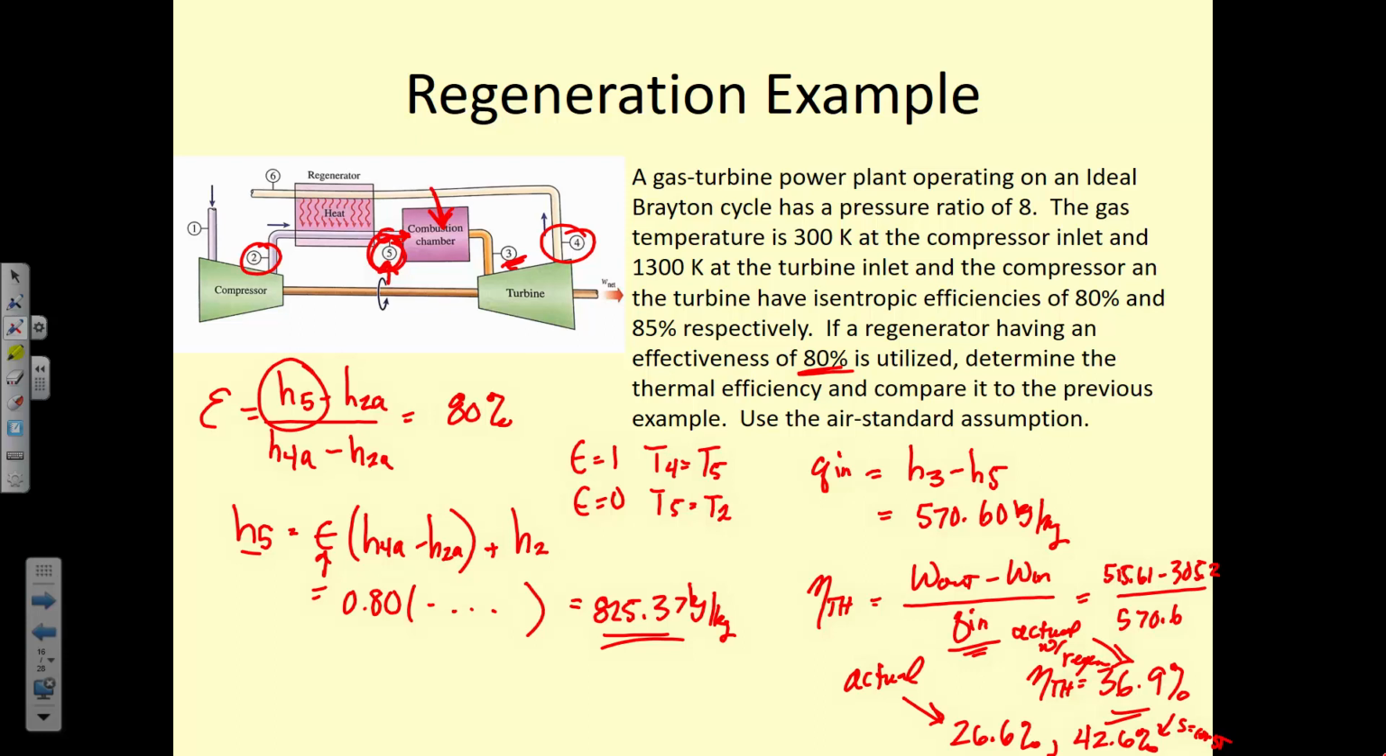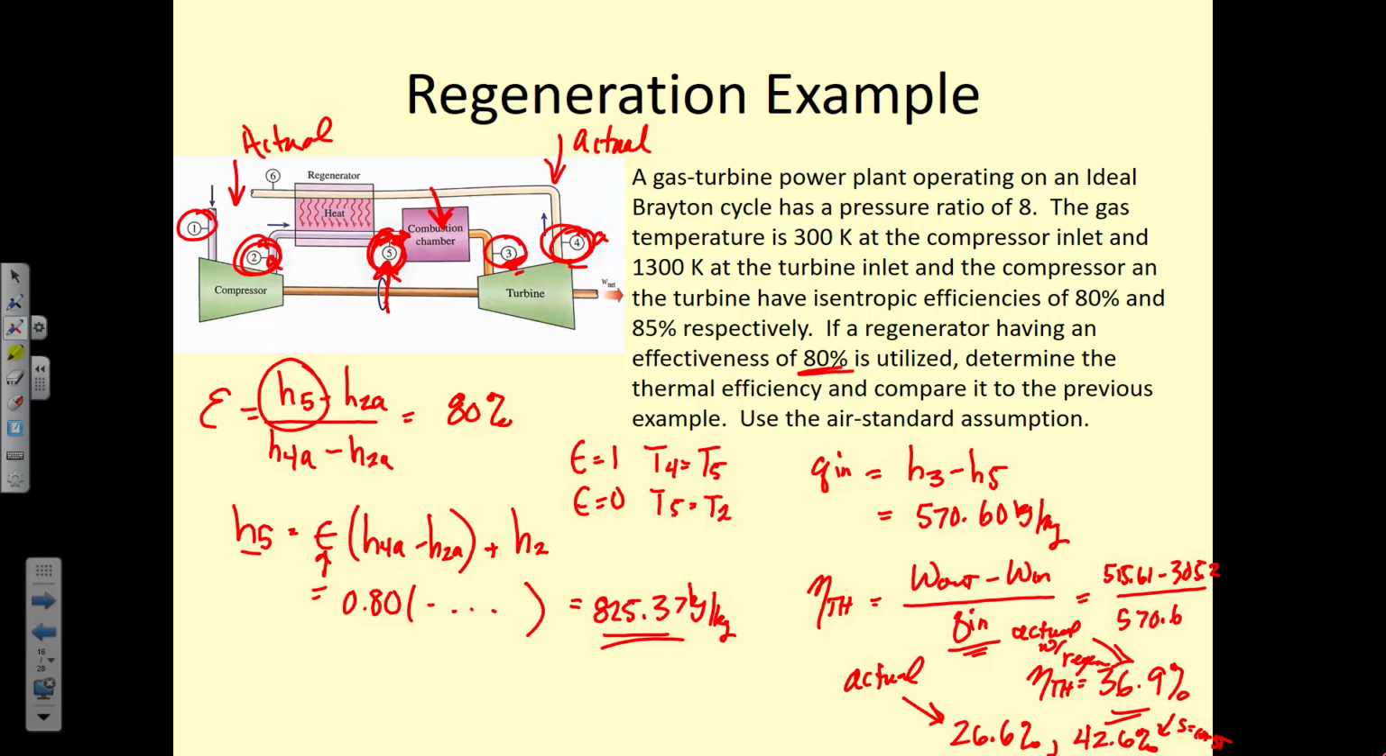Where are you drawing in the W out and the W in? Like those numbers? They're the same as they were previously. So our state 3 and 4 haven't changed, and state 1 and 2 haven't changed. All we're doing is saying, okay, we're going to add an intermediate state, state 5. Yes, from the example long ago. So this is the actual compressor, the actual turbine.